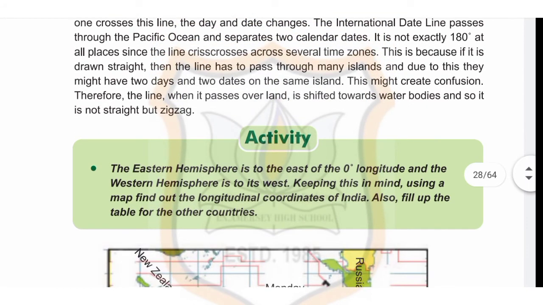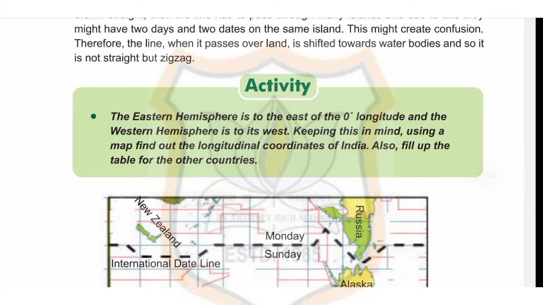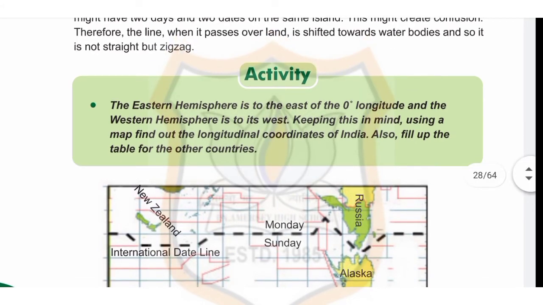Now, an activity is there. The eastern hemisphere is to the east of 0 degree longitude and the western hemisphere is to its west. Keeping this in mind, using a map, find out the longitudinal coordinates of India. Also, fill up the table for the other countries.